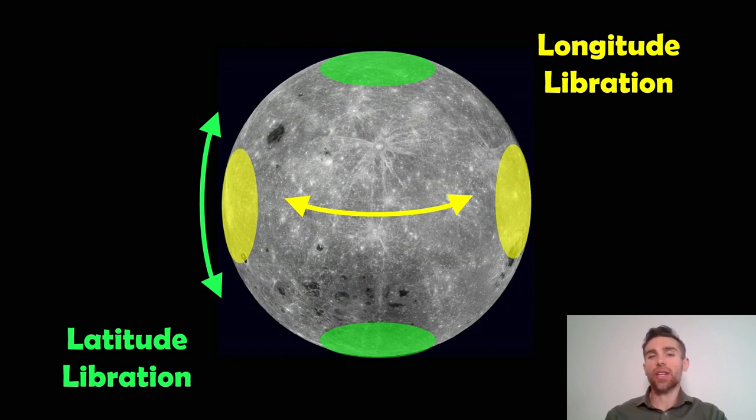And I want to use this video to introduce what lunar libration is. That's a bit of a wobble that we see on the moon from Earth. If we looked at the moon over some period of time, it would appear to rock back and forth and up and down as well. So you've got longitude and latitude libration, where it's rocking back and forth. And this video is going to explain why that actually occurs.